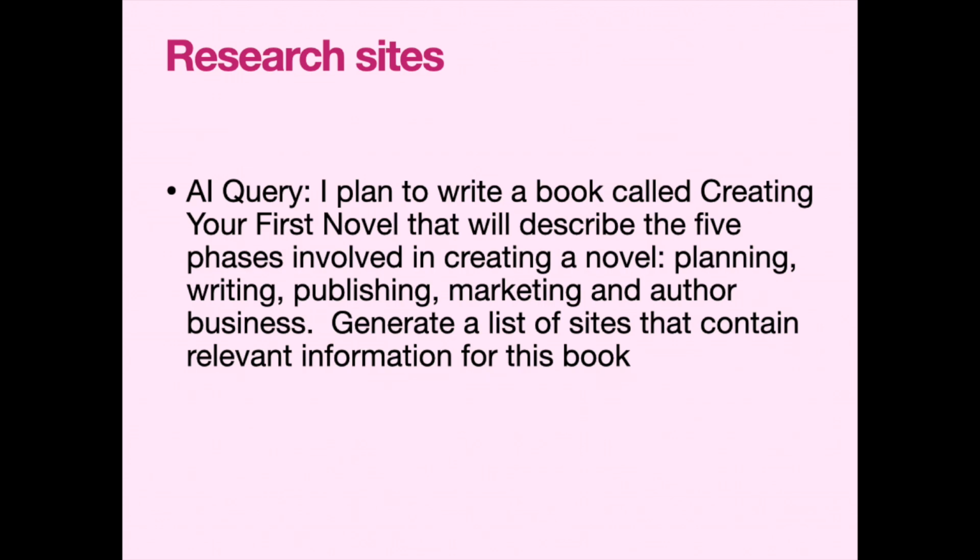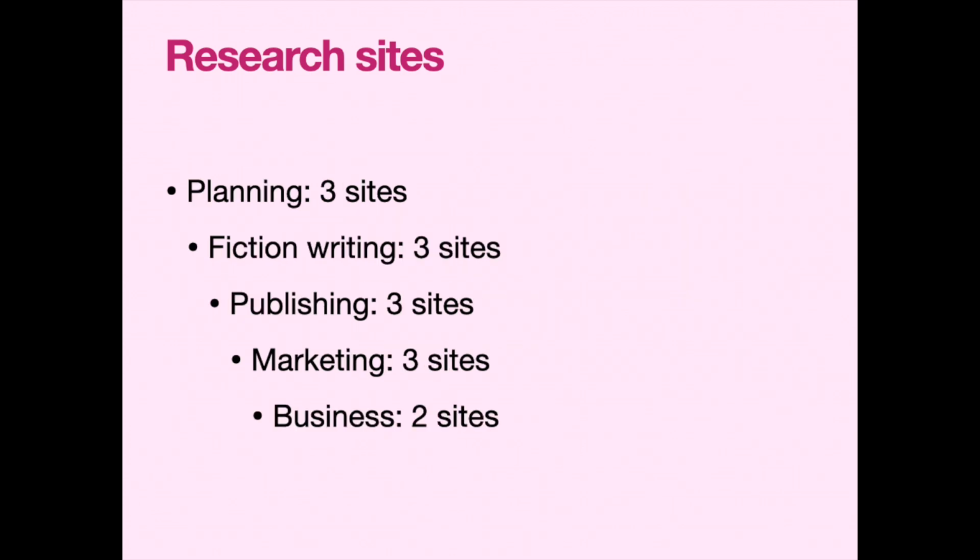An AI program is a great asset in finding relevant sites when researching a book. This query is based on one of my books. The AI instruction is the last sentence. Without going into details, I got back a list of 14 sites to use for research. The sites were broken down by phases of the book.